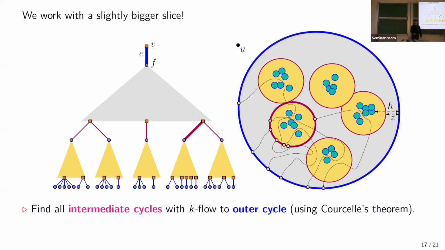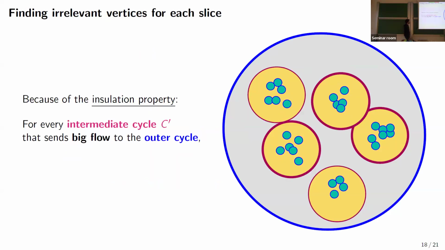How can I do it algorithmically? My graph has bounded treewidth. I can write the existence of this flow in MSO. It will tell me for which cycles this flow exists. This is the key idea.